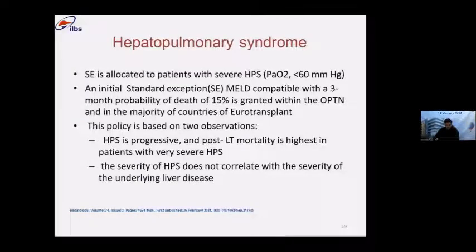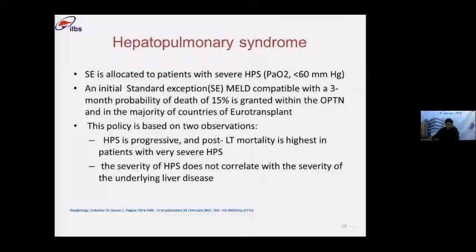In hepatopulmonary syndrome, standard exceptions, that is SE, are allocated to patients with severe HPS, defined by PaO2 less than 60 mmHg, and an initial standard exception MELD compatible with a 3-month probability of death of 15% is granted within this OPTN network, and the majority of countries in Eurotransplant also do, as well as Indian centers.